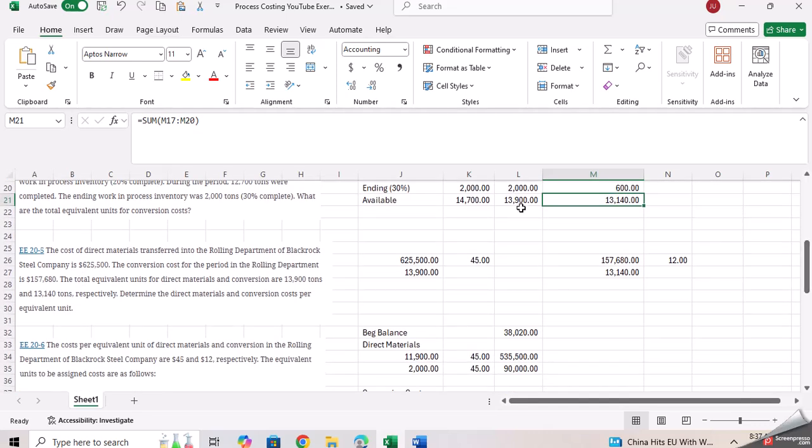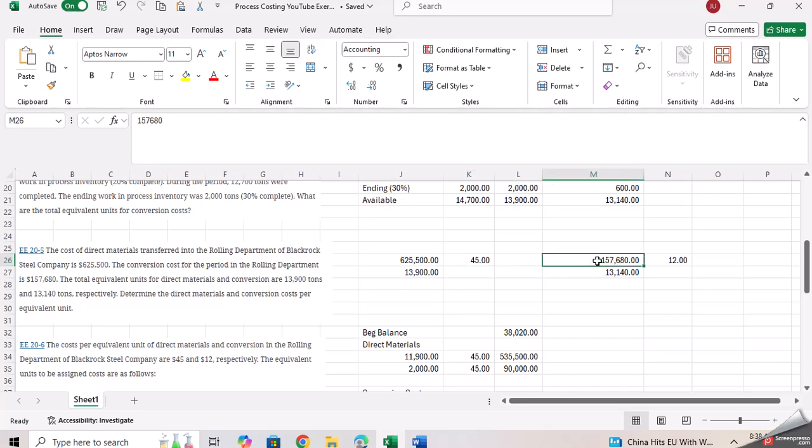So those are our equivalent units, but we want to figure out how much we're going to charge to them. So then we look at our total materials. The cost of our direct materials is $625,500, and it tells us the equivalent units are 13,900. If we divide those two, I'm dividing the total by those equivalent units that I just calculated above to get to a price per equivalent unit, which is $45.